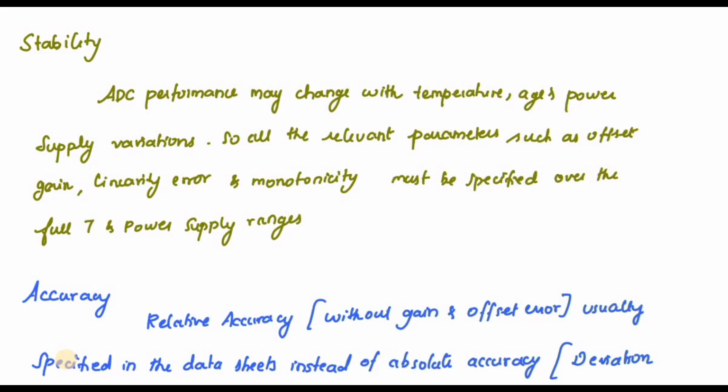The performance of the converter changes with the temperature, age, and power supply variation. So all the relevant parameters such as offset, gain, linearity error, and monotonicity must be specified over the full temperature and power supply ranges.